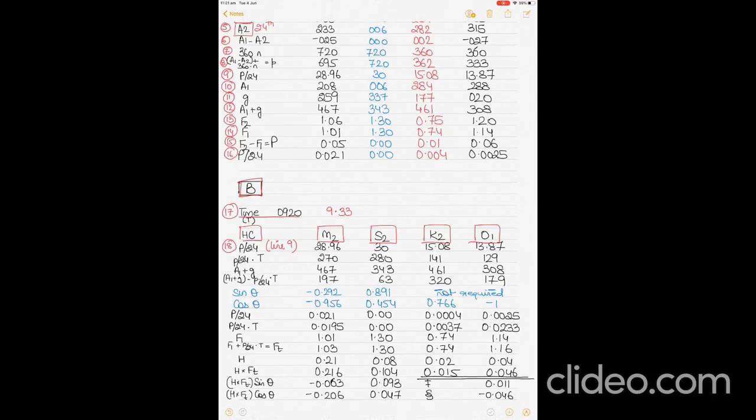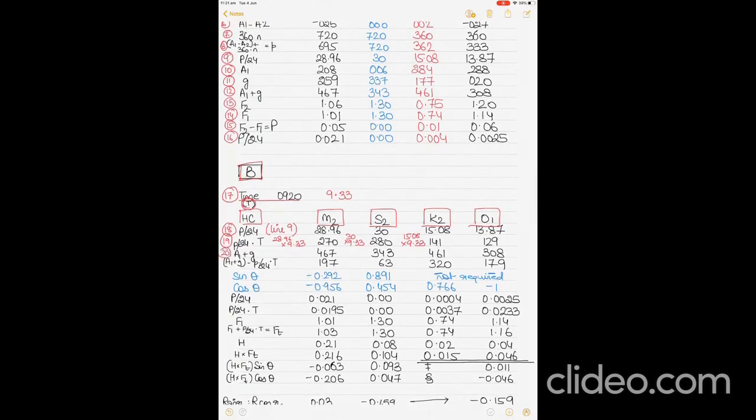Alright, then line number 19 will be P by 24 times T. So basically take the line number 18 value of 28.96, multiplied by 9.33. So what is time? T is time, 9.33. Alright, so 28.96 multiplied by 9.33 is about 270. So 9.33 is signifying 9:20, so I'll put 270 here, then 15.08 multiplied by 9.33, and we've just kept it to whole numbers.